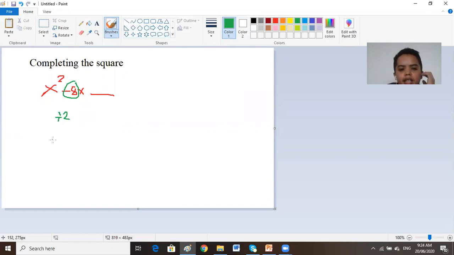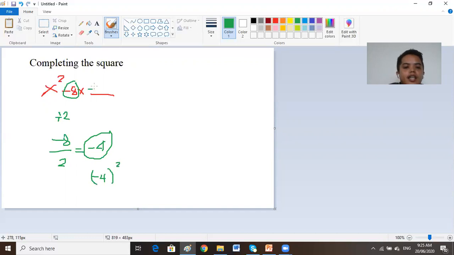What is negative 8 divided by 2? That is negative 4. After that, this negative 4 will be squared. Again, this negative 4 will be squared. So therefore, this is positive 16, because when you square it, negative times negative is positive.